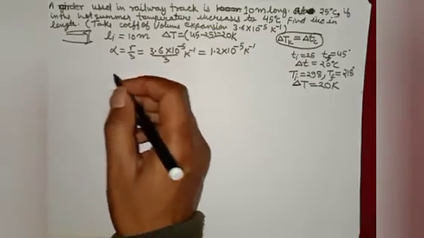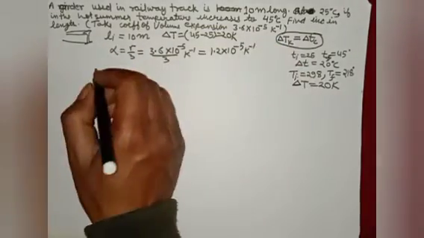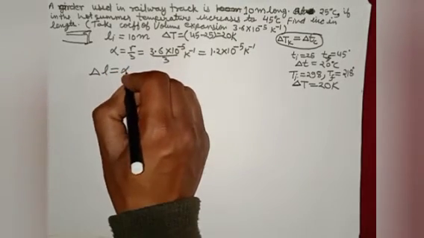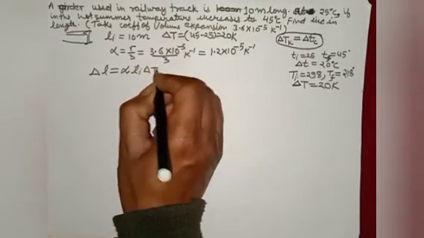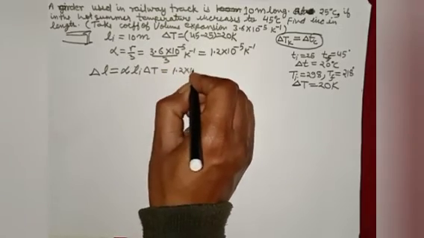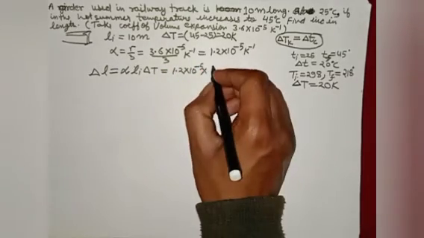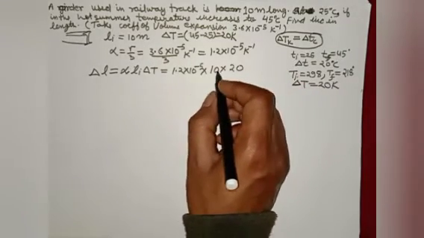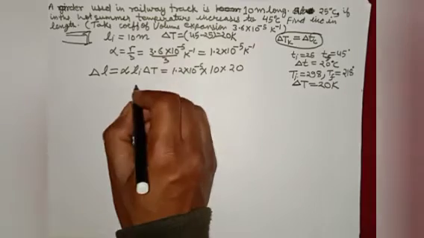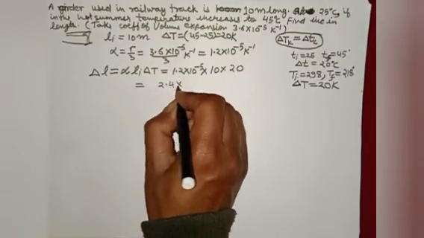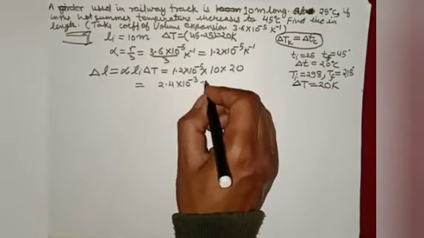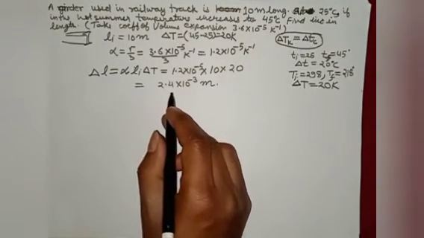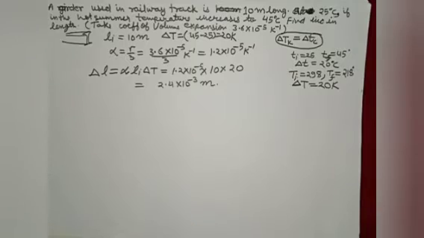And now what? Find increase in length. Actually delta L is required. So delta L is equal to, we know it is alpha Li delta T. Alpha is 1.2 into 10 to the power minus 5, Li is 10 meter and delta T is 20. Two zeros adjusted here, so it will be 2.4 into 10 to the power minus 3 meter. It is nearly 2 millimeter, which is quite acceptable answer.